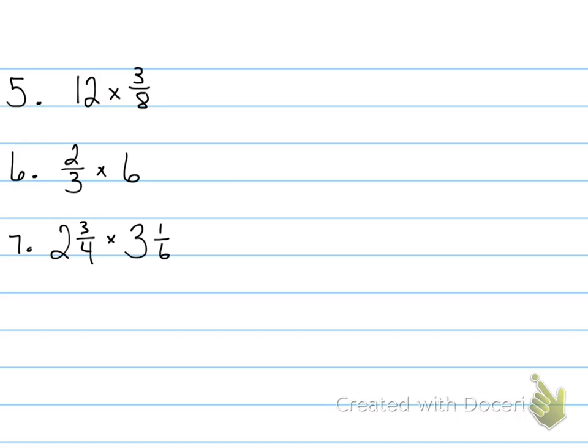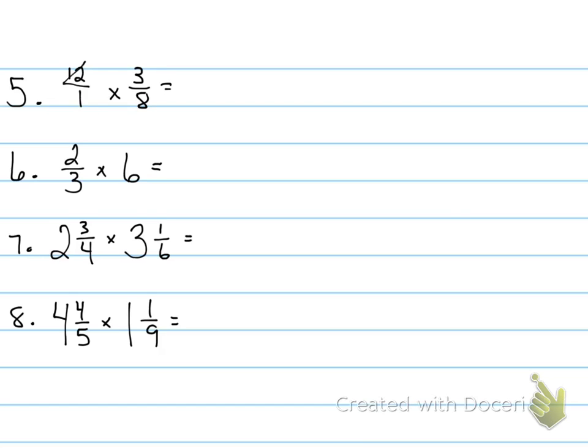All right, now I want you to do these 4: 5, 6, 7, and 8. Give you about 5 minutes to work on them. All right, so number 5, 12 times 3/8. Again, when you see that whole number, just go ahead and write it in your original over 1.